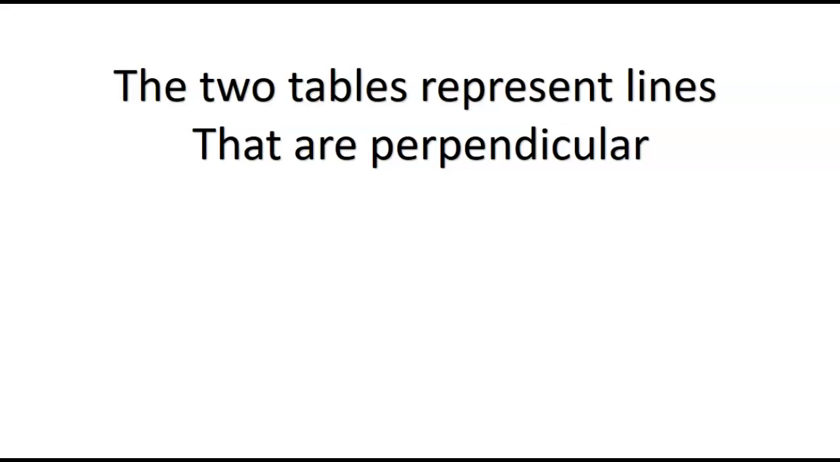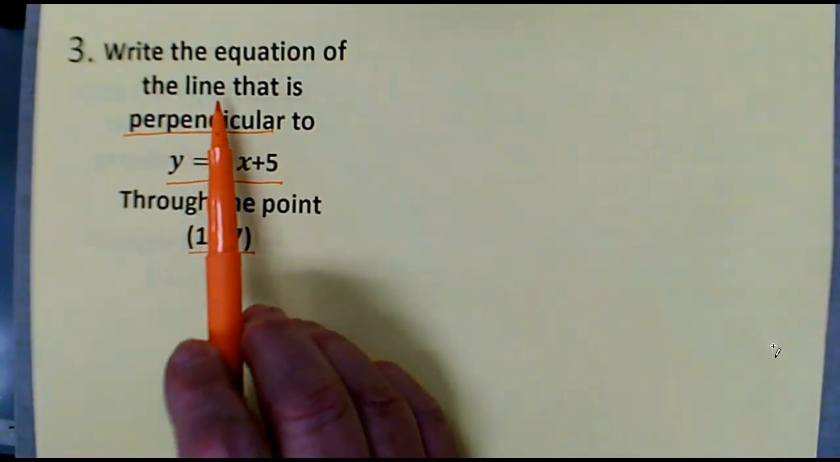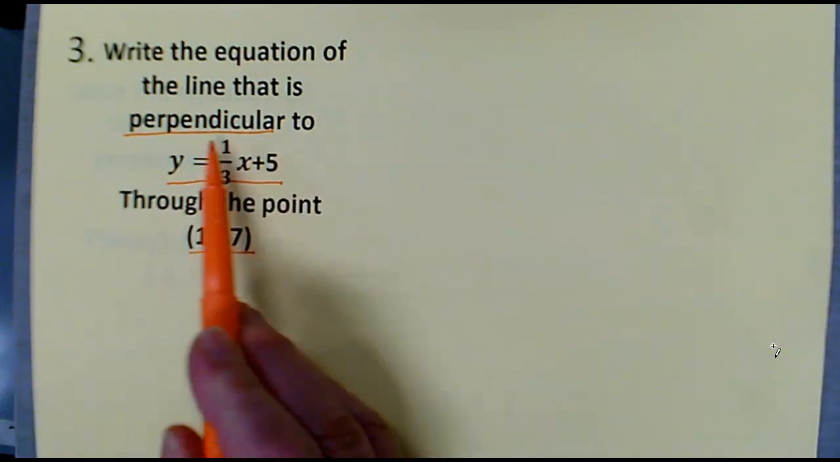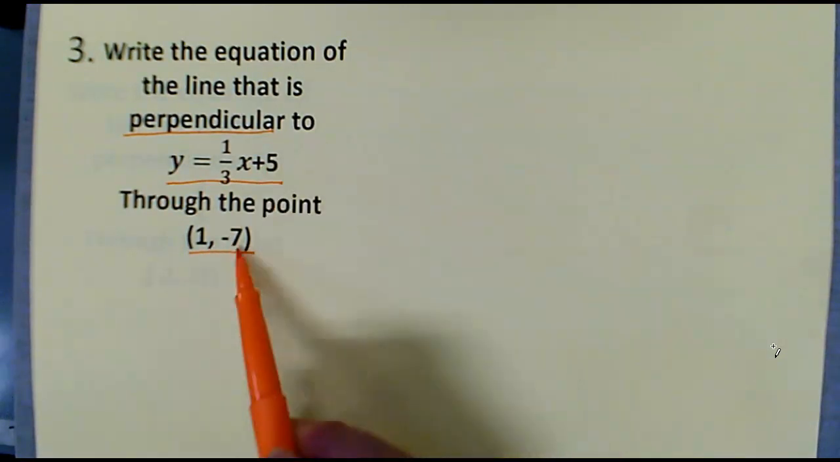I'll give you a second to write that down. Now we're going to write the equation of a line that's perpendicular to this line, and it goes through this point. I can't just take the 5 out and replace it with a -7. It's a little bit more complicated than that. And so let's see what you need to do.